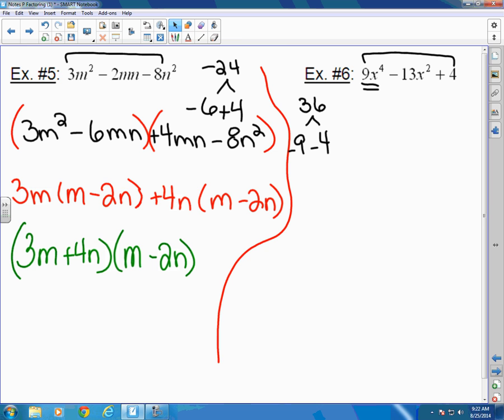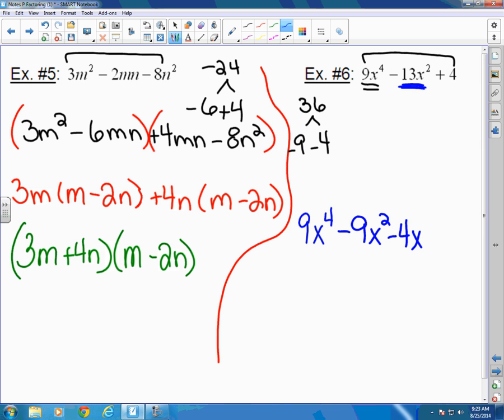Now, when I do the AC grouping, my first term is 9x to the fourth. My middle term here is 13x squared. I can get negative 13x squared by negative 9x squared and negative 4x squared. So the only difference is that I now have an x squared in my middle two terms. In the previous problem, we had an m and an n. So whatever that middle term is, these must match your middle term. And then the last term is positive 4. So the two terms have to combine to be the negative 13x squared.